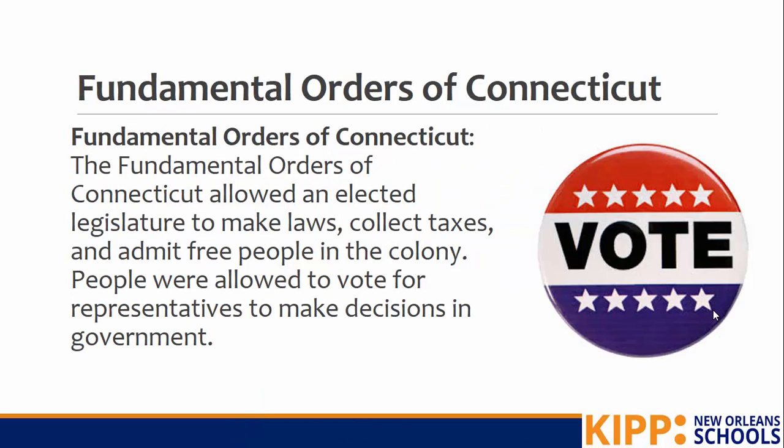The Fundamental Orders of Connecticut. This is another colony and it's another democracy government. So they called their government the Fundamental Orders of Connecticut. And this allowed elected legislators to make laws, collect taxes, and admit free people in the colony. People were allowed to vote for representatives to make decisions for them in government. So again, we're seeing this representative democracy, this democracy where people are voting for legislators to make decisions for them in government.